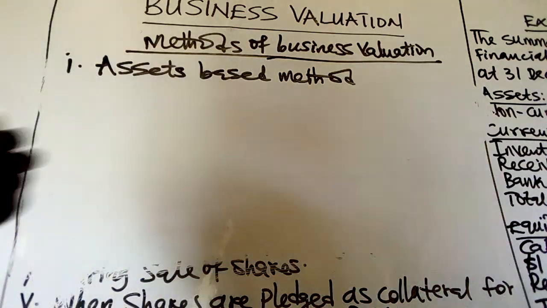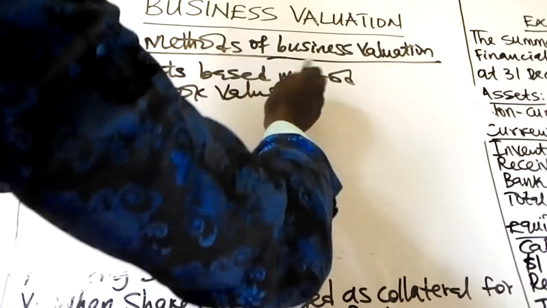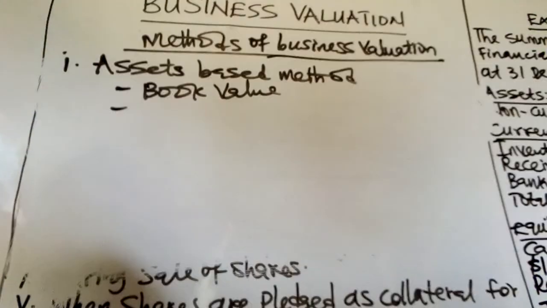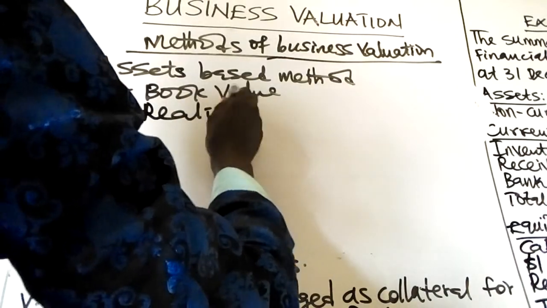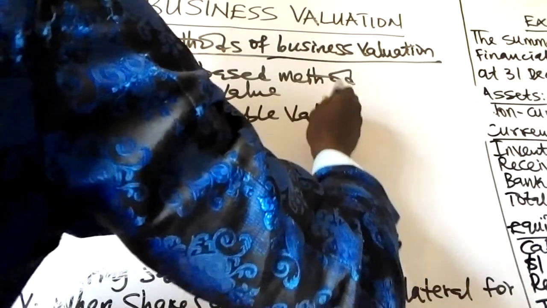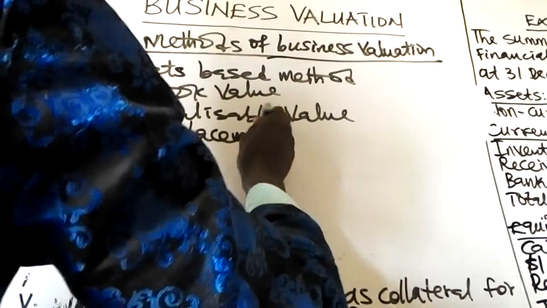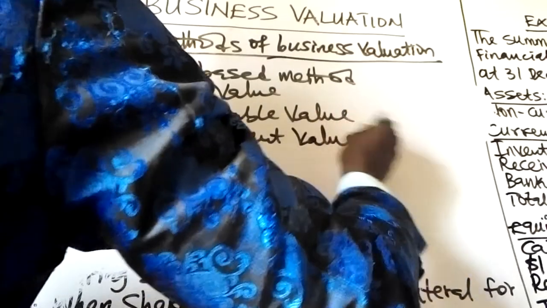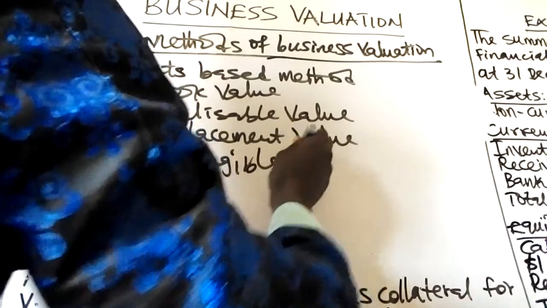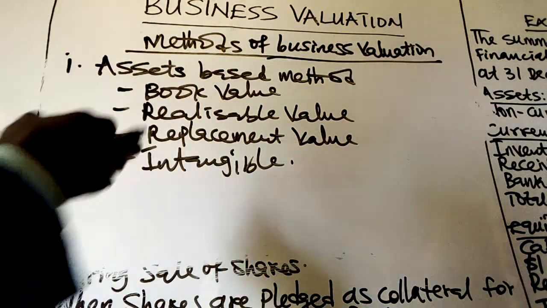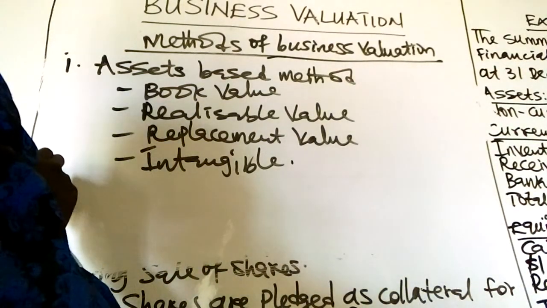Under the asset-based method, we will consider the book value. Number two, we will consider realizable value. Number three, we will look at the replacement value. Then we have intangibles. These are the methods we are going to consider under the asset-based method of valuing business.